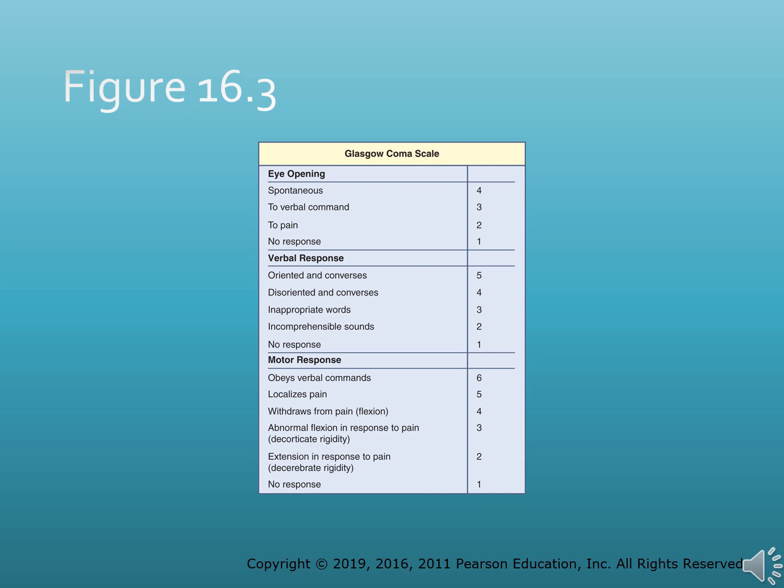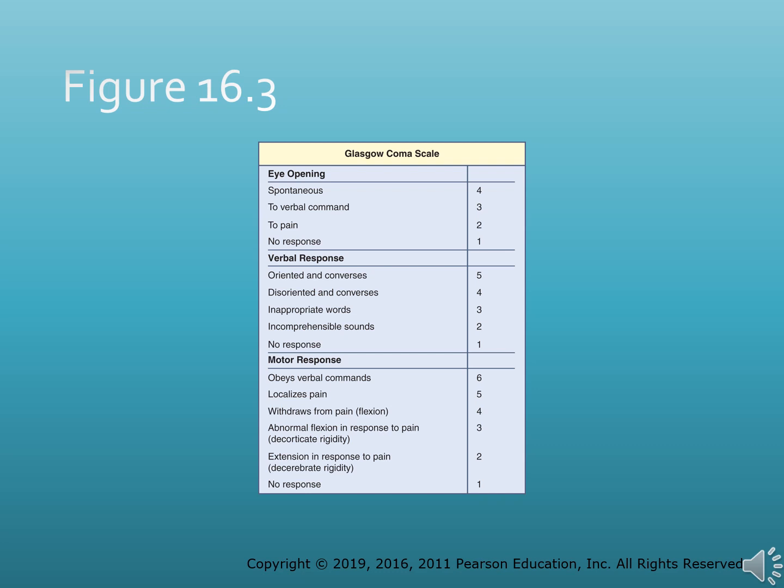During the verbal response, if they're oriented and they have a conversation with you, they're a 5. If they're disoriented but they still talk to you, it's a 4. If they're using inappropriate words, it's a 3. If they make incomprehensible sounds, moaning, groaning, grunting, whatever it may be, that's a 2, and no response at all would be a 1.